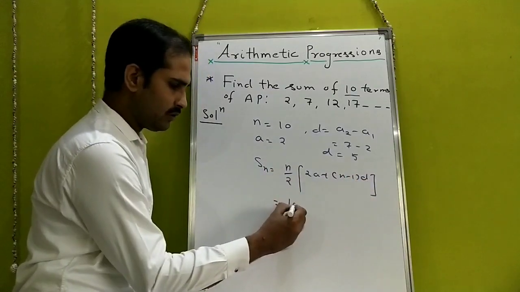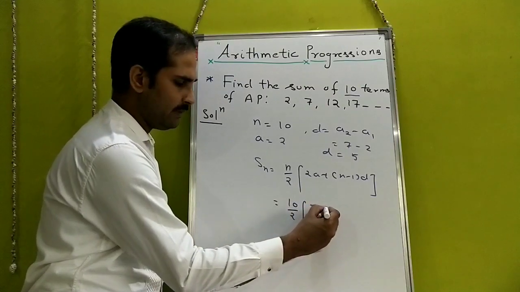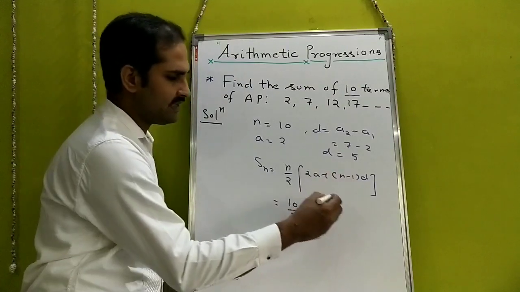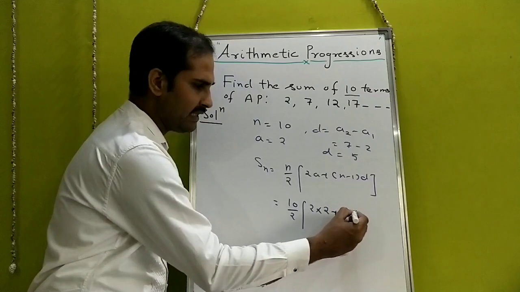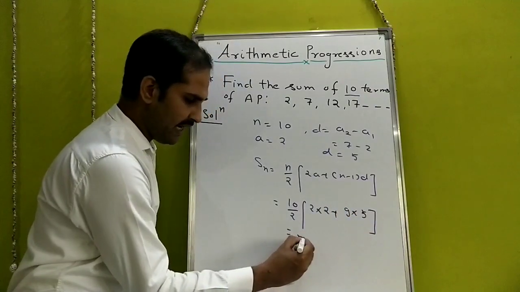N is 10, so n by 2 is 10 by 2. 2a means 2 into a, plus n minus 1, which means 10 minus 1, that is 9. d means 5. So 10 by 2 means 5.